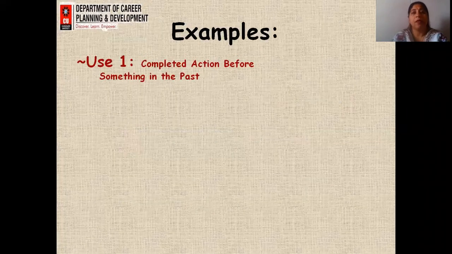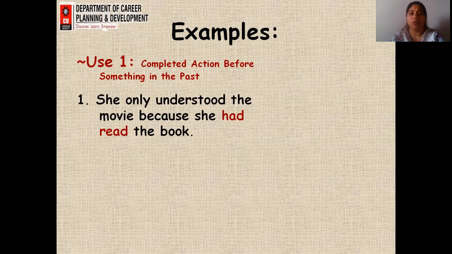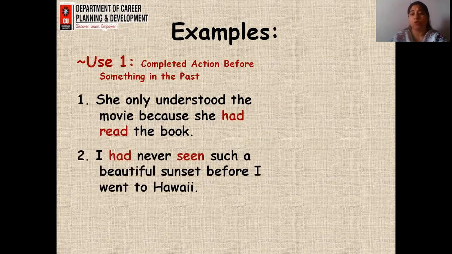For the examples, let us see the first example. Completed action before something in the past. She only understood the movie because she had read the book. So what does it mean? If we take the example of the first sentence, we are talking about two actions. One is understanding the movie and the other is reading the book. We are associating these two different actions by saying that one was possible only when the other was performed. So she only understood the movie, understood, so it is past, because she had read the book. This means she had already read the book in the past. So one action has already been completed in the past.